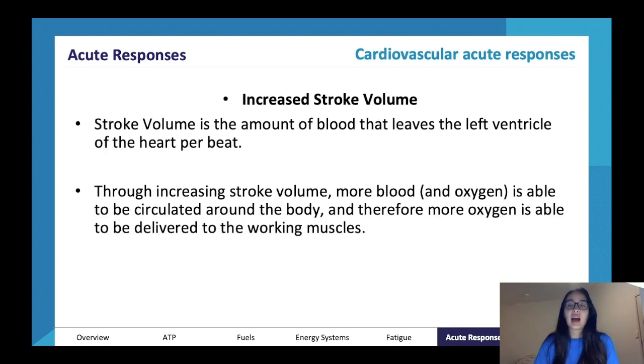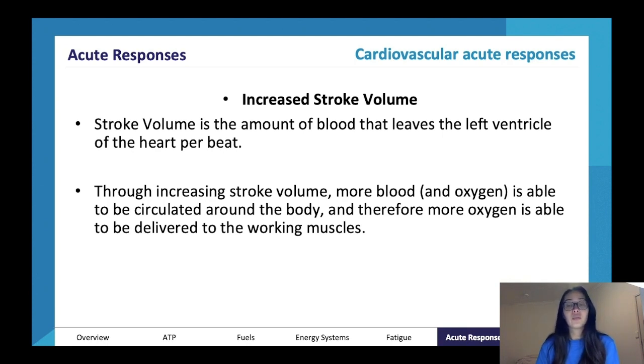Stroke volume is another cardiovascular acute response. It's the amount of blood that leaves the left ventricle of the heart per beat. The left ventricle is really important because it's the chamber of the heart at which the blood leaves and enters the bloodstream, so you do need to know the left ventricle for stroke volume.